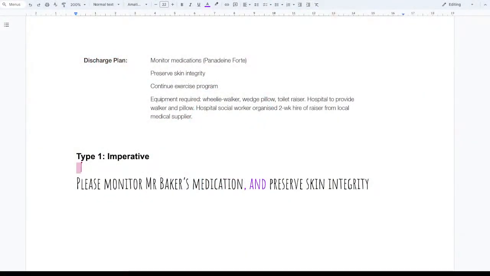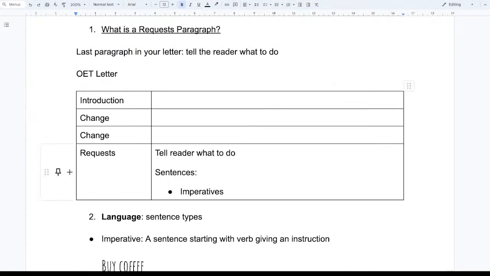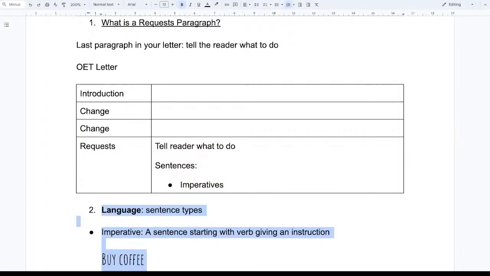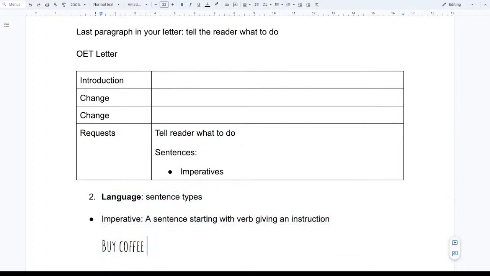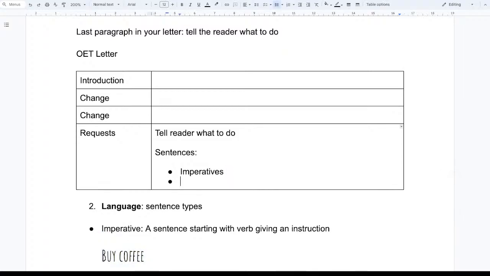Remember, request paragraph is final paragraph. Okay, so let me just make this simple, okay? I'm going to just make this slightly more simple, this diagram, okay? Let's put this example here, buy coffee, and I'm going to delete this.